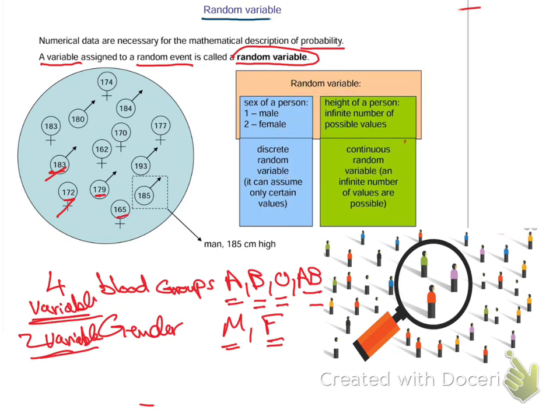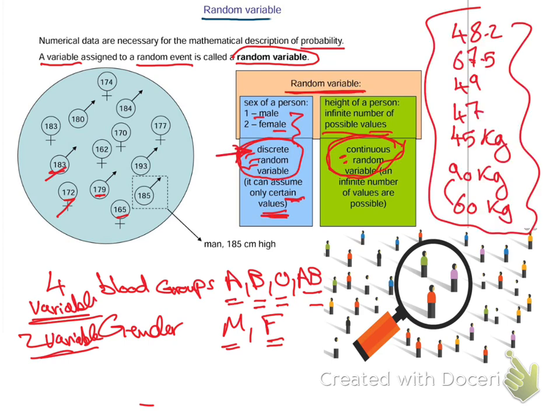For the continuous random variable, I have more than one option, and I can randomly pick one of them, for example male and female. For the height, I have 190, 132, 134, 165, 182, 183, an infinite number of possible values. So this is called continuous, because I have variety and I can pick any one of them. That's why it's called random.